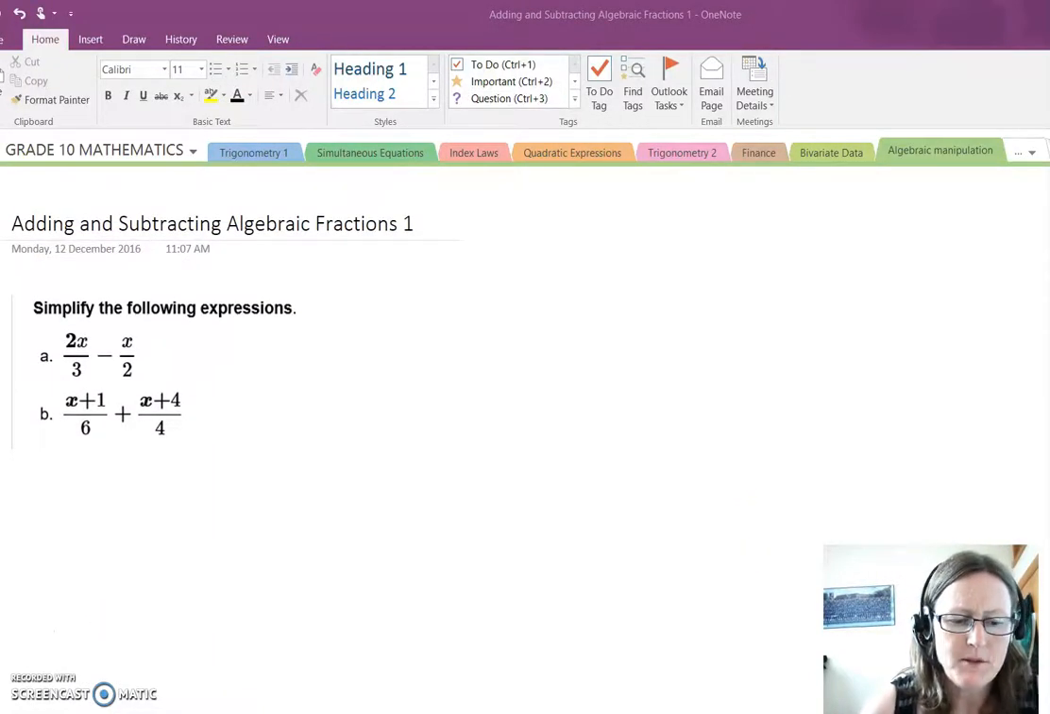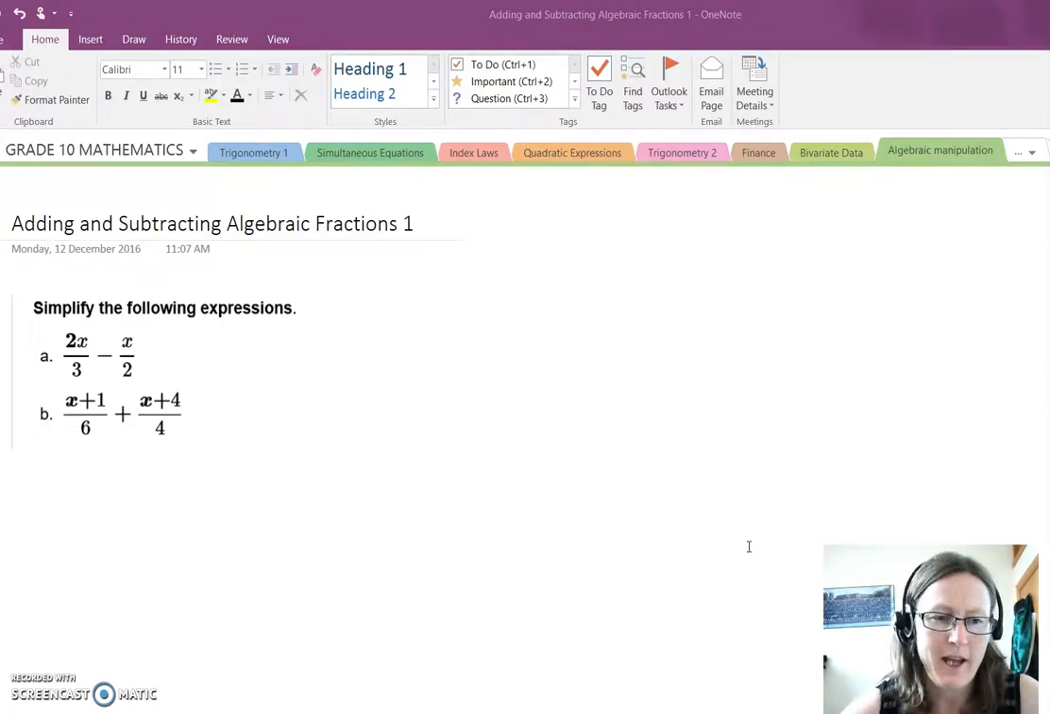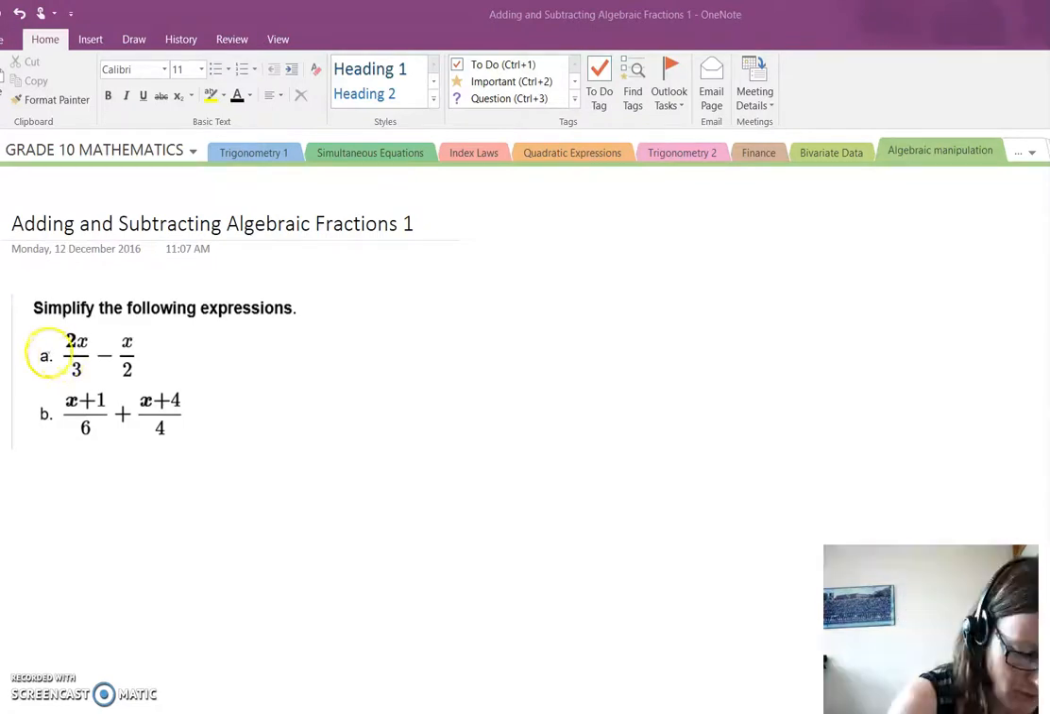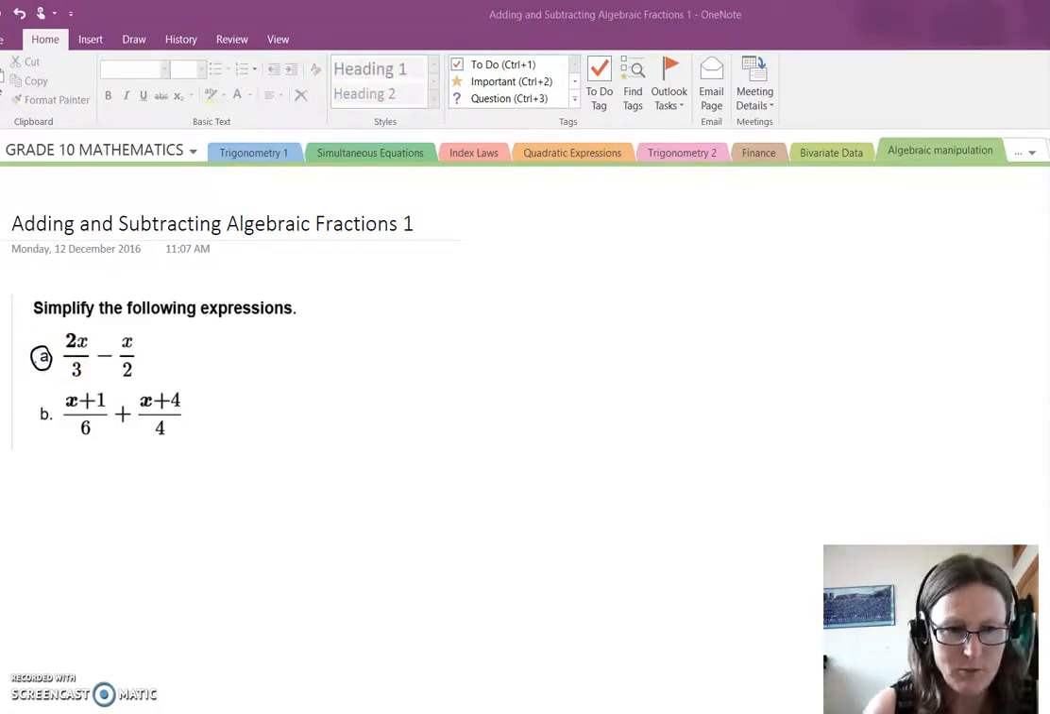Okay, as with all fractions, algebraic fractions, so ones that have pronumerals in them, must have a common denominator if they are to be added or subtracted. So let's look at our first example here: 2x over 3 subtract x over 2.